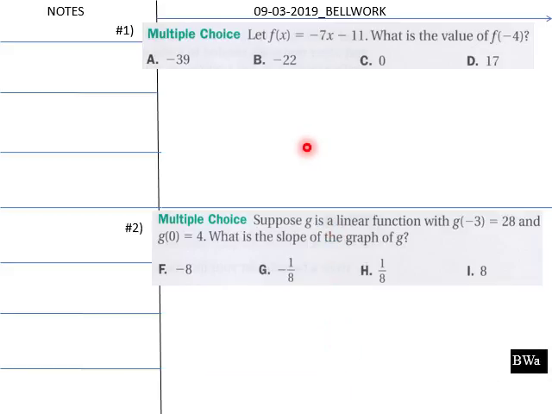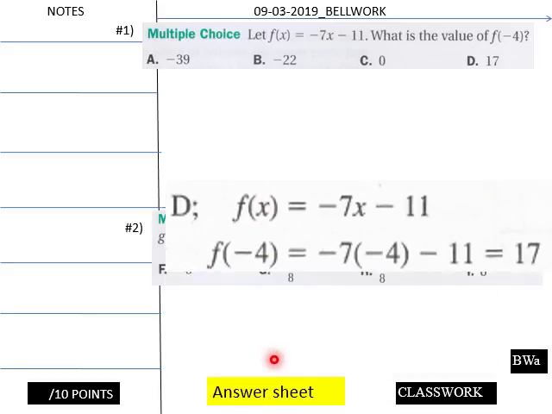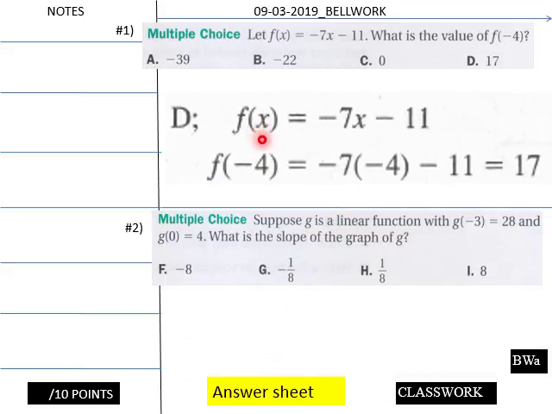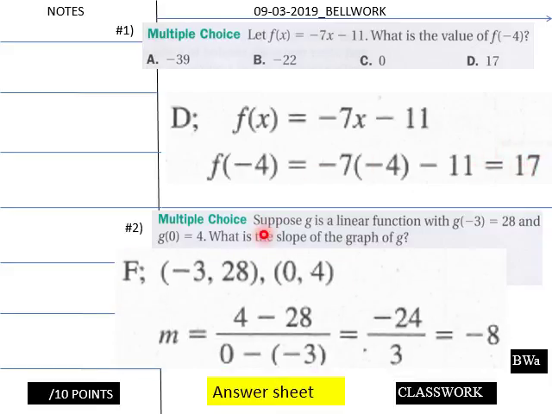Okay, welcome back for the solutions for today's bell work. The solution for number 1 is D. F of x equals -7x minus 11. So we plug in -4 here and we get 17. And then for number 2, we find our slope here and it's -8. And the solution would be F for 2.